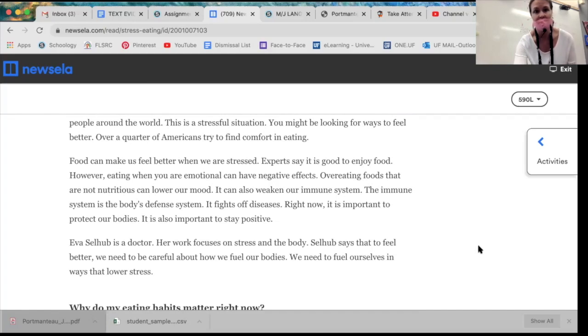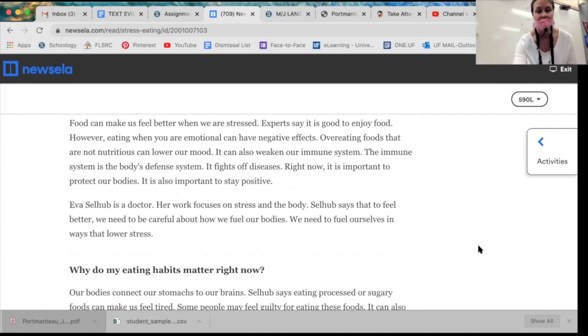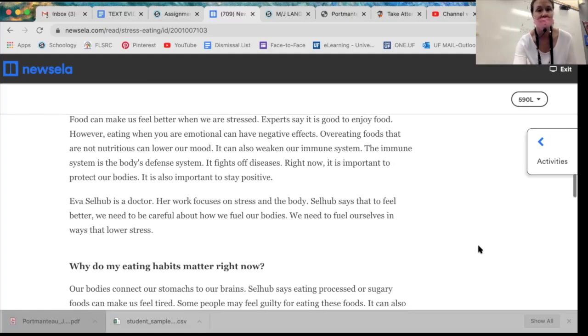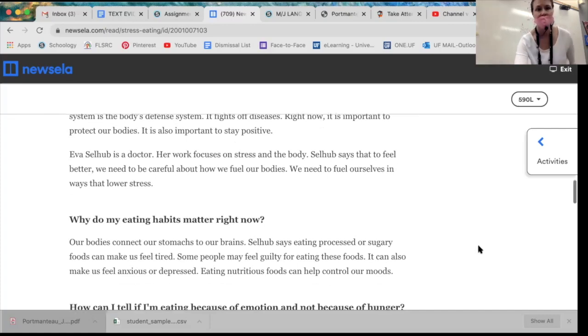Over a quarter of Americans try to find comfort in eating. Food can make us feel better when we are stressed. Experts say it is good to enjoy food. However, eating when you are emotional can have negative effects. Overeating foods that are not nutritious can lower your mood. It can also weaken your immune system, and your immune system is the body's defense. It fights off disease. Right now, it is important to protect your body, and it's important to stay positive.